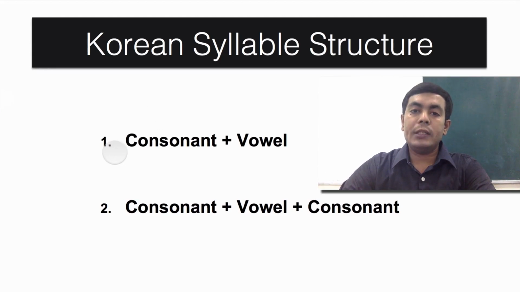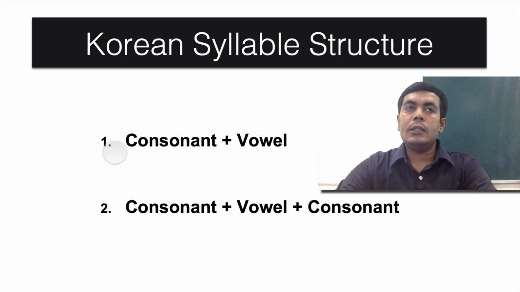So there are two ways to make syllables in Korean language. And when I say syllable, I mean the smallest unit of sound or smallest phonological unit. So if you take a word in Hindi, let's say kitab, so ka, when we combine the letter ka with e, it becomes ki. So that is one syllable. Again, ta combined with a becomes ta. So these are smallest chunks or blocks that make a word in any language.